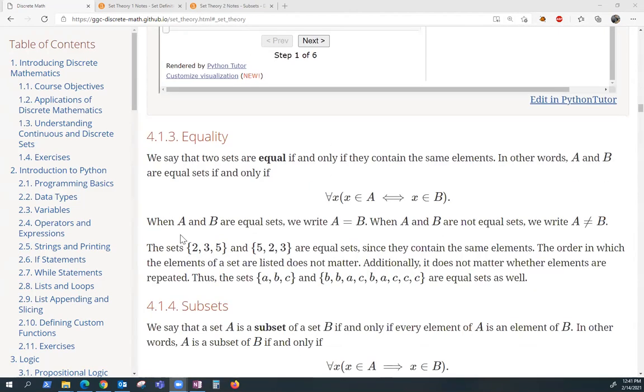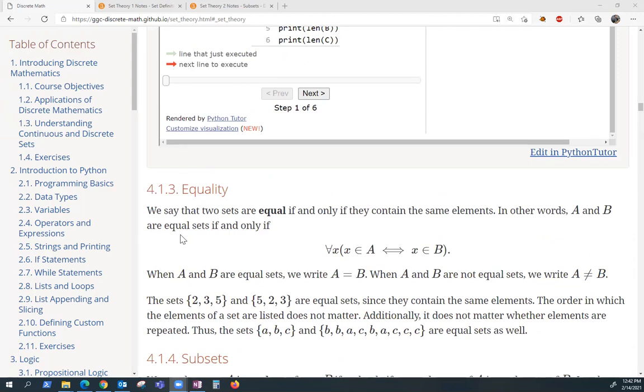And the last thing to talk about in this video is what it means for 2 sets to be equal. By definition, 2 sets are equal if and only if they contain exactly the same elements. So this is why repetition doesn't matter, like I mentioned above. When two sets are equal, we write it with an equal sign. When they're not, we write it with a not equal sign. So that also explains why order doesn't matter for sets. Because if you think about the set 2, 3, 5 and the set 5, 2, 3, they contain exactly the same elements, and so they're equal.